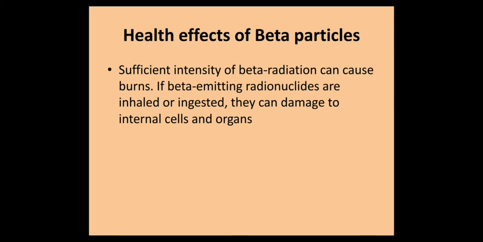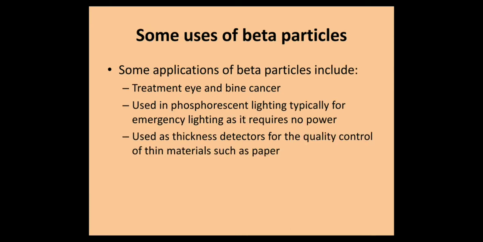Health effects of beta particles. Sufficient intensity of beta radiation can cause burns. If beta emitting radionuclides are inhaled or ingested, they can damage internal cells and organs. Some uses of beta particles: the applications include treatment of eye and bone cancer, use in phosphorescent lighting, typically for emergency lighting as it requires no power, and use as thickness detectors for the quality control of thin materials such as paper.